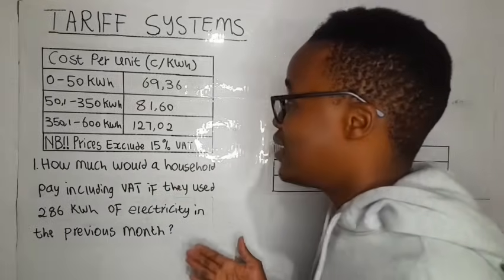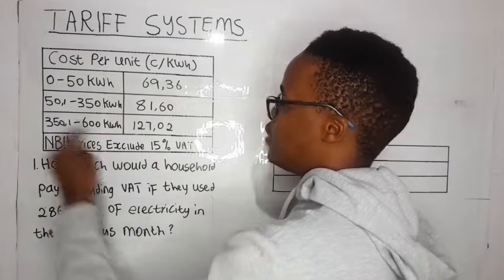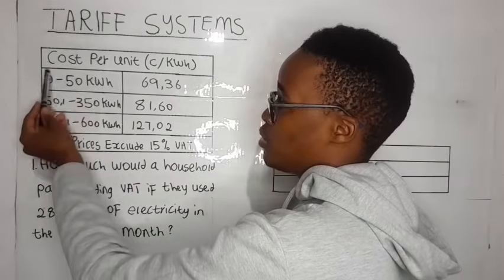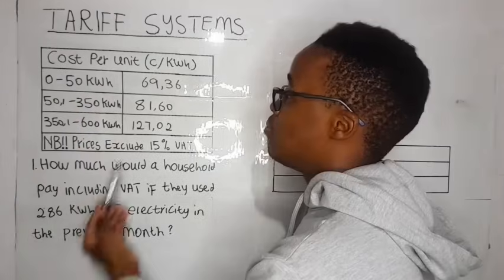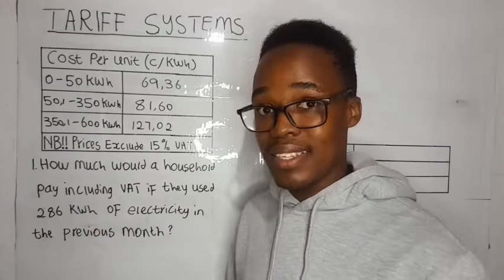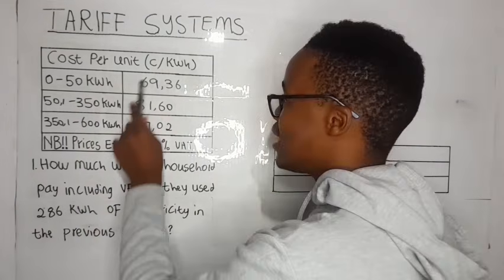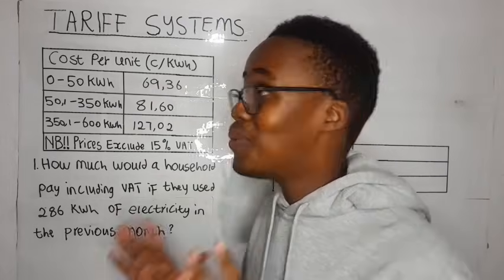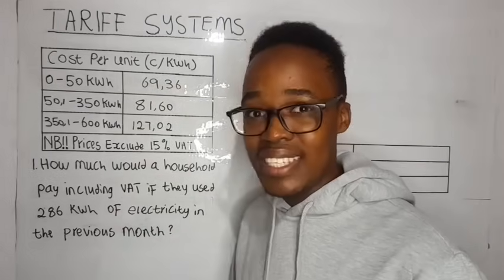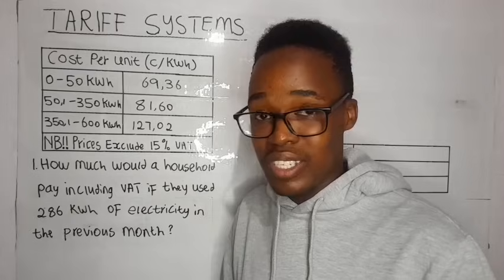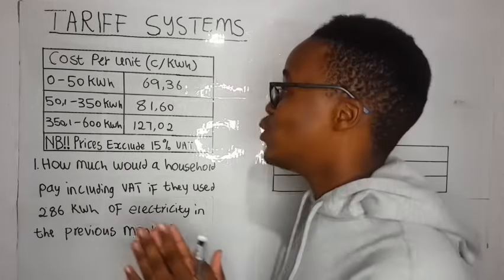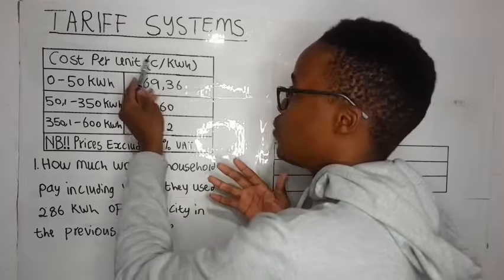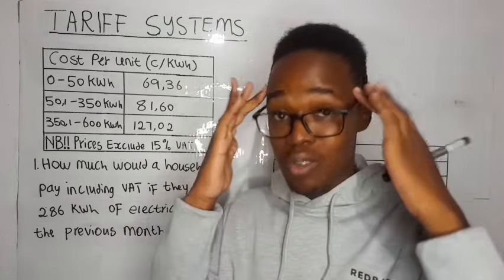When you go forward looking at the table, you see that if the person uses any units from 0 to 50, they charge them 69.36 cents. Please be very careful. This amount is in cents, not in rands. The numbers should also talk to you. There's no way a person can pay 69 rands 36 cents for a single kilowatt of electricity. It's way too expensive. So you should note the information. They will tell you if they charge in rands or cents, so you should always note that.